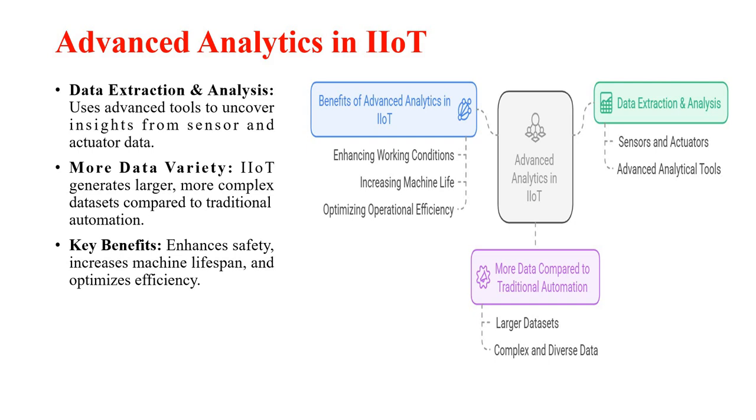Then you have the benefits of advanced analytics in industrial IoT. That is, it will enhance the working condition. Okay. That is, it will identify potential risk hazards, improve the safety, and ensure better environmental monitoring. Then second is increasing machine life, where predictive maintenance prevents failures, reduces downtime and extends equipment lifespan. And the third point is optimizing operational efficiency, where it improves production, minimizes waste, and reduces energy consumption.